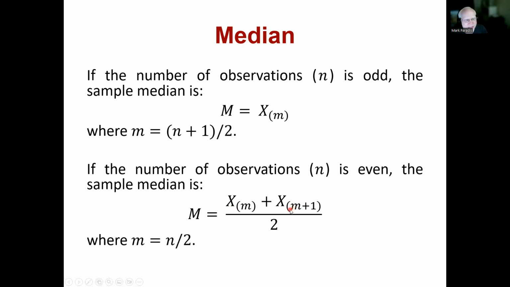If the sample size is 18, 18 divided by 2 is 9. So we take the 9th observation and the 10th observation, and we essentially take the average of them. We sum them up, divide by 2, and we get the average. So it's the average of the middle two observations when there's an even number.